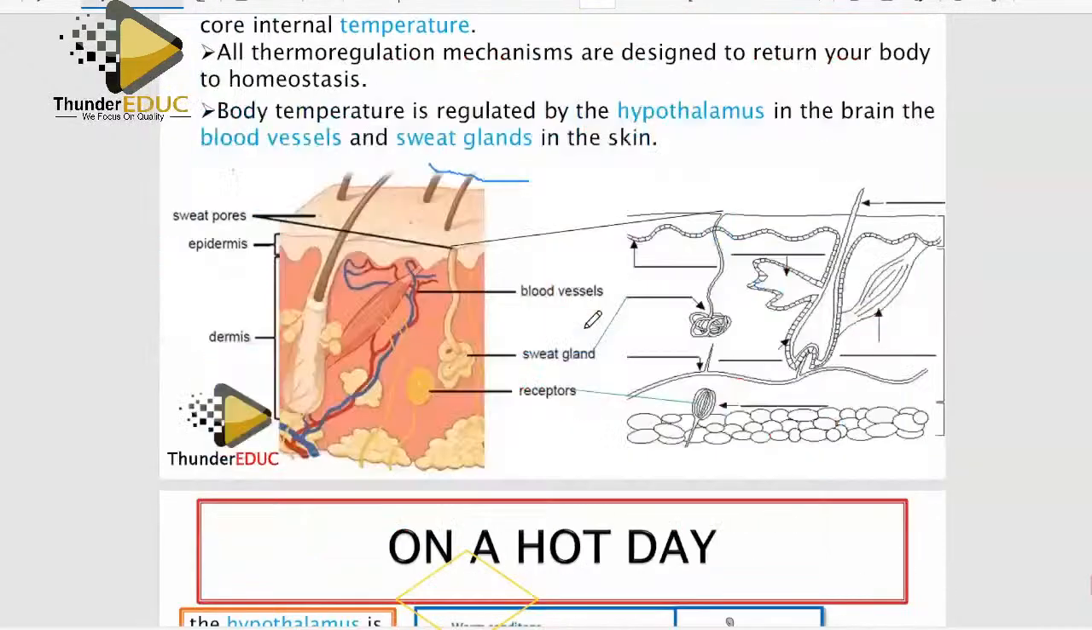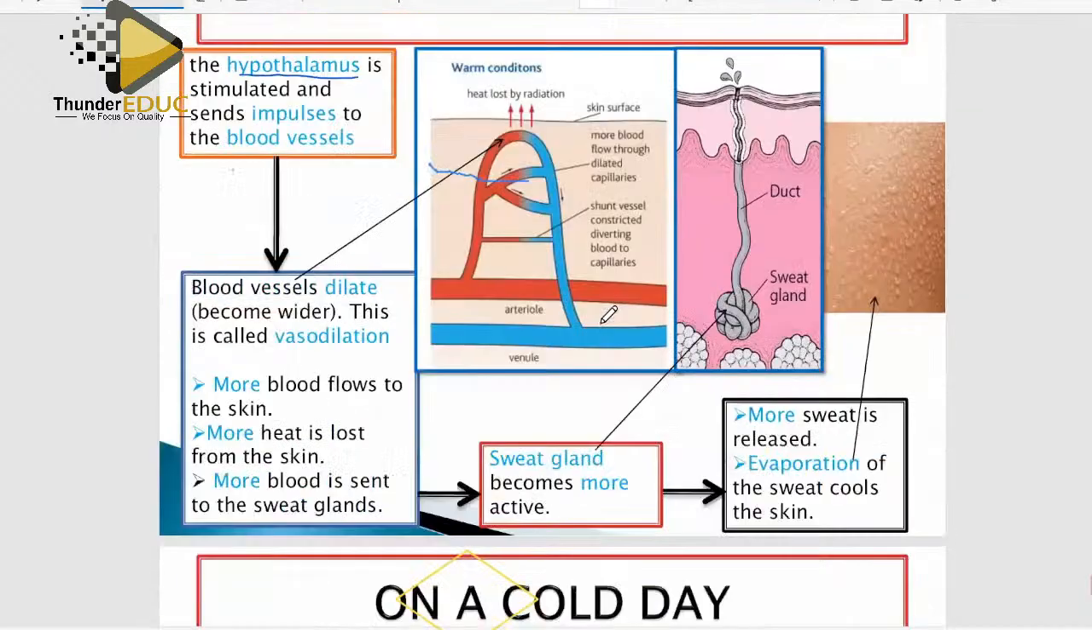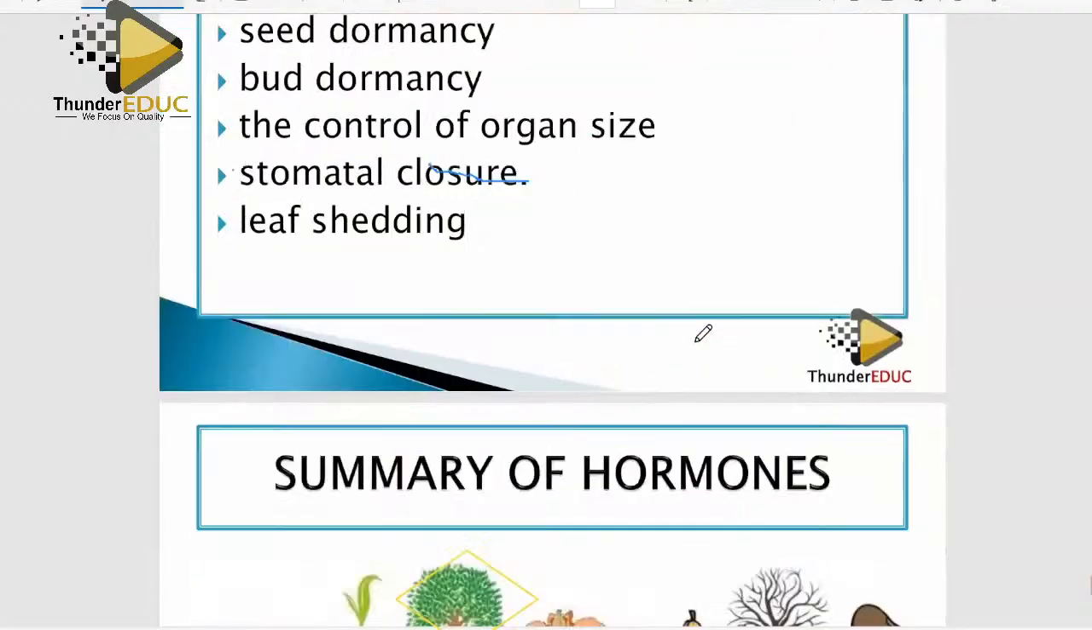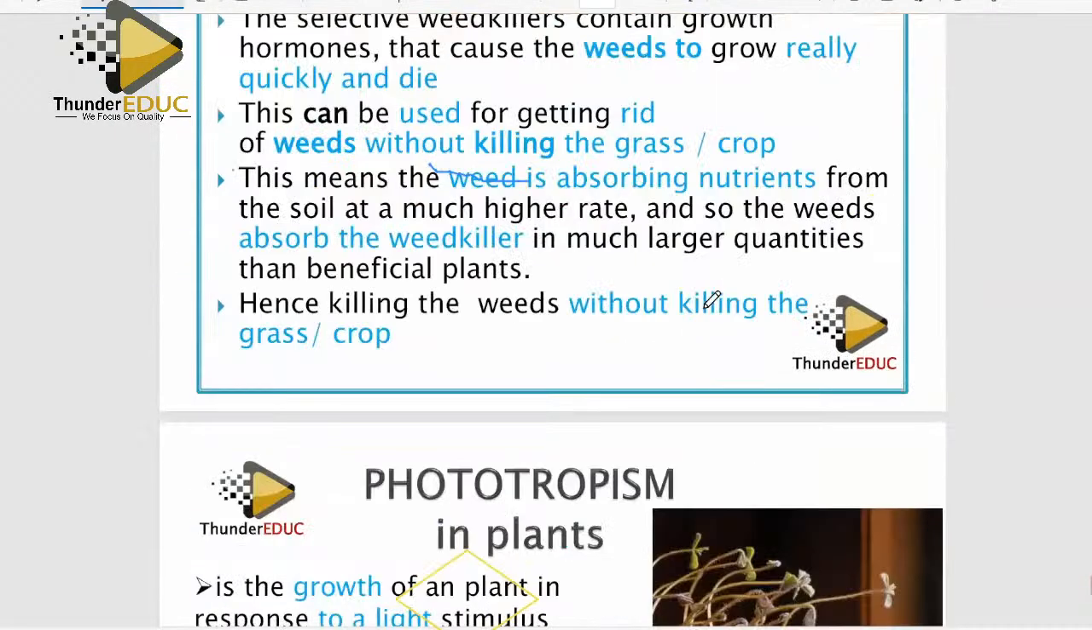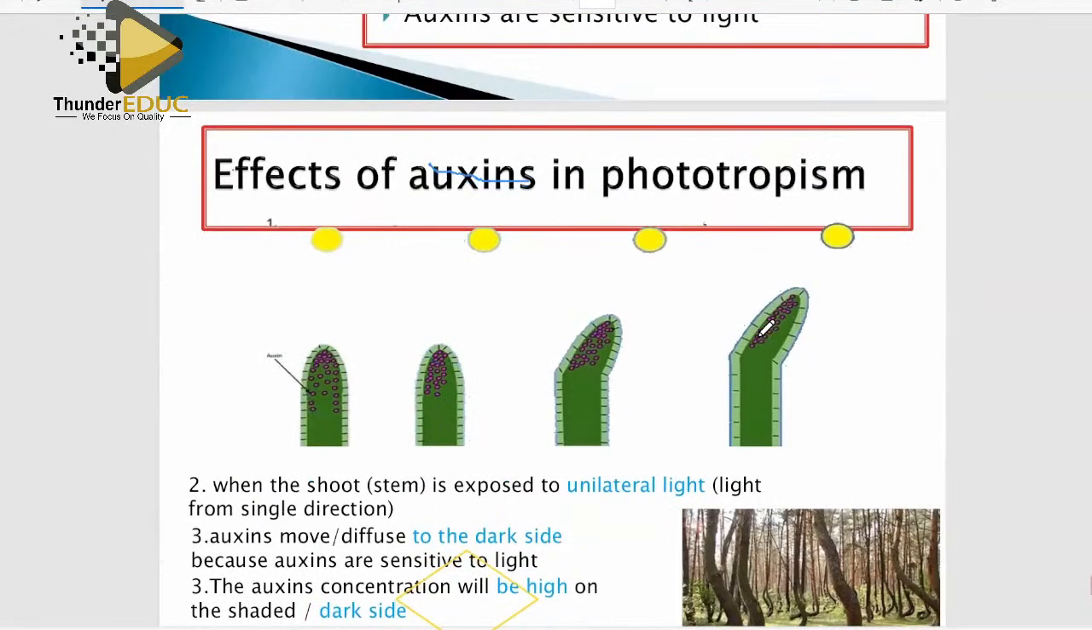When I come back, I will start from hot day, cold day, and then I will move to tropism, and then I will start evolution. Yes. Bye. Bye-bye, guys.